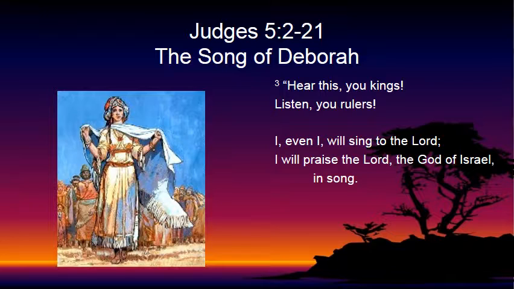Hear this, you kings. Listen, you rulers. Same idea. There's not two groups here. It's not, hey, kings and rulers. No, kings are the rulers. And then the next line, even I, will sing to the Lord. I will praise the Lord, the God of Israel, in song. So there's a couple of things going on here, but the basic one is this synonymous parallelism. I'm going to sing to the Lord, and I'm going to praise the Lord. I'm not going to sing for a while and then praise for a while. My singing is praise. So this parallel idea. Let's look at another example.